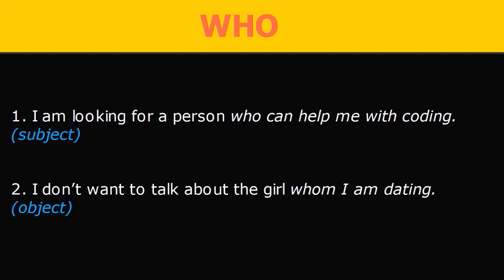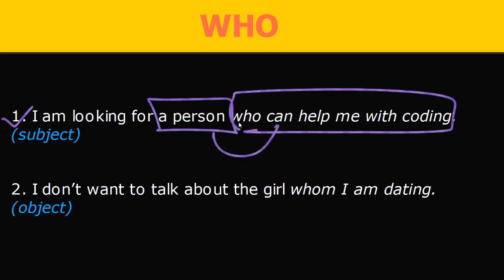All right, now let's look at all these relative pronouns one by one. Let's start with the very first one, who. Example number one. I am looking for a person who can help me with coding. I am looking for a person. What kind of a person? Who can help me with coding? So I am defining the person I am looking for. So who can help me with coding is my relative clause, that is identifying a person and giving information about it. Essential information. All right.